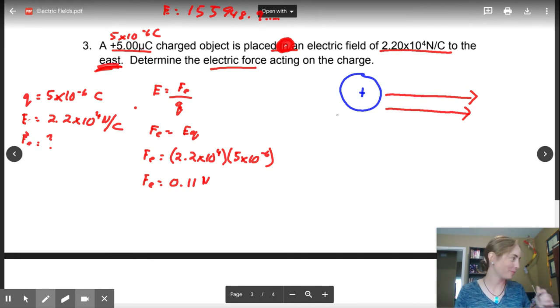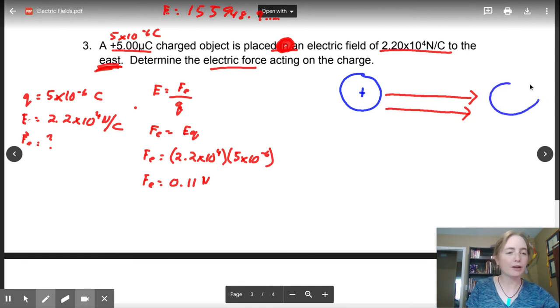Okay? All right. Well, what if I put an object here? Because this is the second scenario. What charge would this object be if over here I want to get field lines going to the east? Negative. This could be a negatively charged object and still have field lines going towards the east.